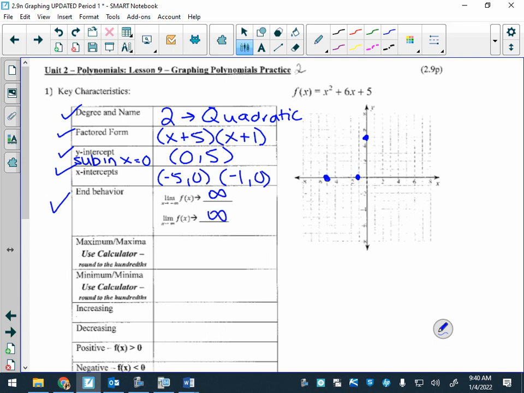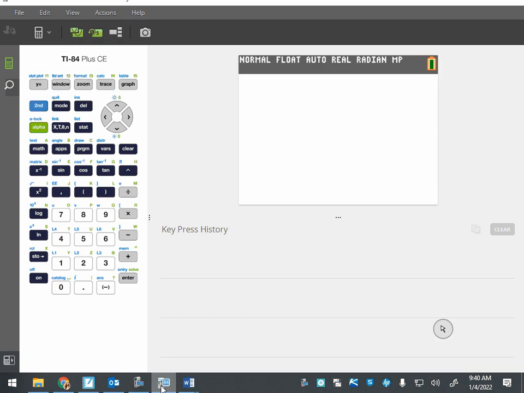Infinity for both. Perfect. Okay. So now, we're going to see if there's an exact max and exact min. So in your calculators, let's make sure everyone's at the same spot.